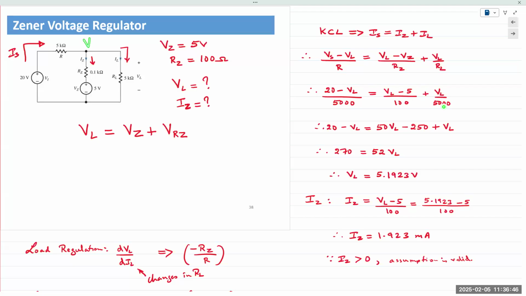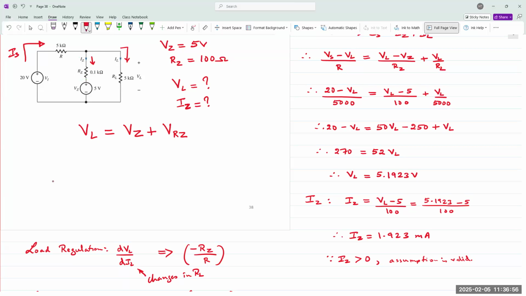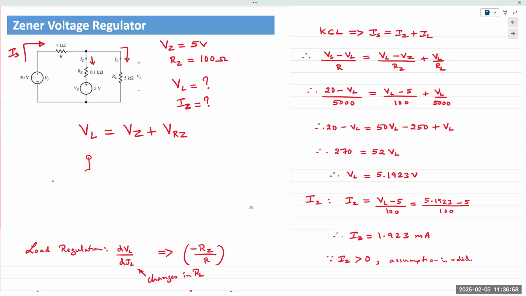So VL would be here, and VZ is here. The question being asked is, how do we find the current across here? That would be VL minus VZ, divided by the resistance.